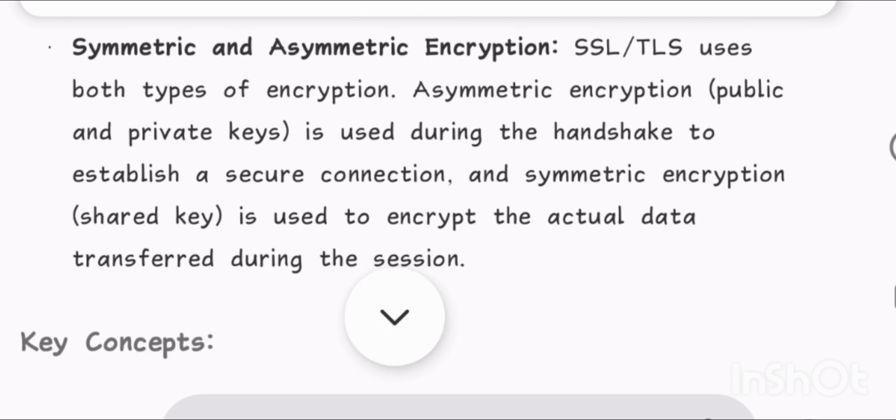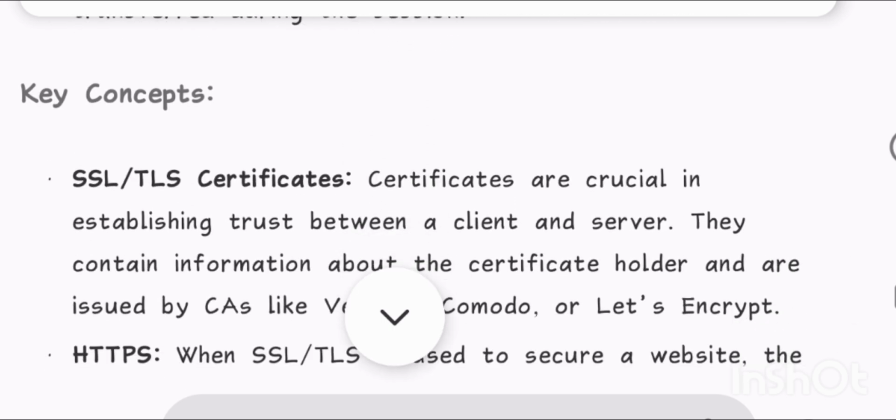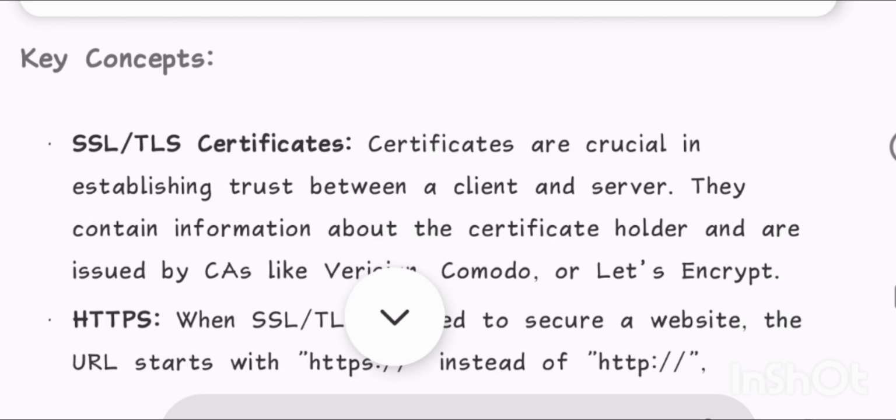Symmetric and asymmetric encryption. SSL/TLS uses both types of encryption. Asymmetric encryption, public and private keys, is used during the handshake to establish a secure connection, and symmetric encryption, shared key, is used to encrypt the actual data transferred during the session.